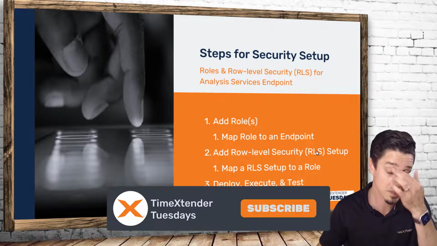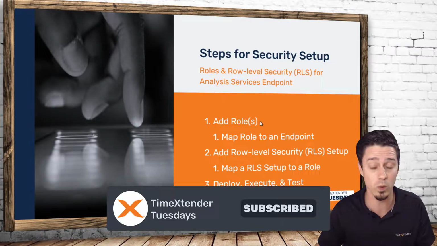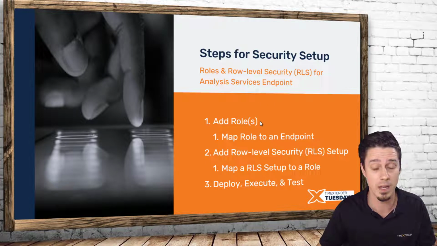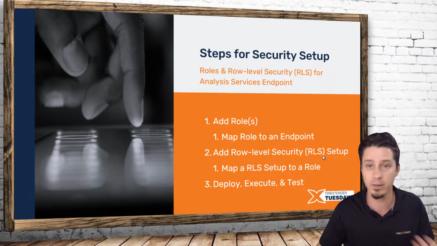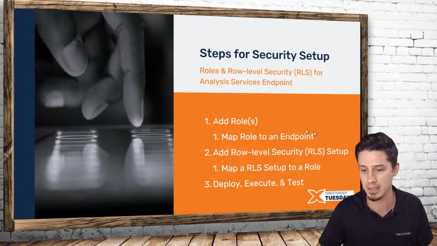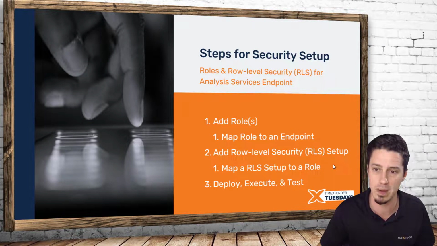So here's some steps. We're going to look at adding roles. Of course, we're going to create these roles, add our individual people into the roles. We're going to add row level security setup to the role. And then, of course, we're going to deploy and execute all of this. These are the steps to implement row level security.